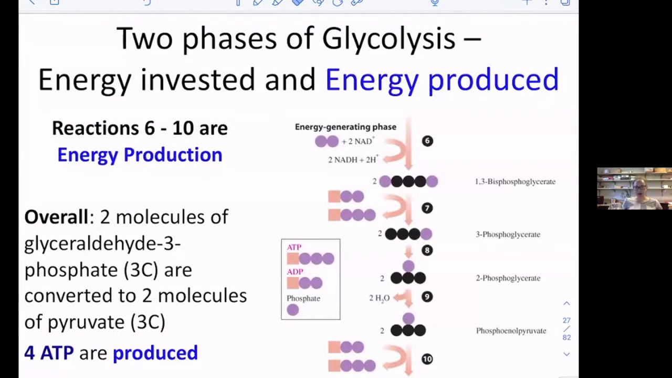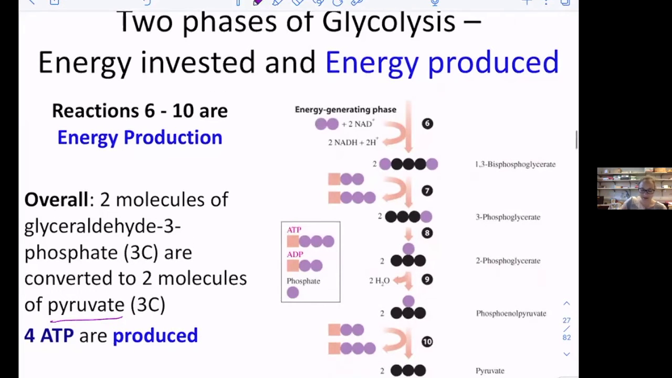Okay, so we already talked about the first half of glycolysis, which is where we invest energy into the system in order to get more energy out. But reactions 6 through 10 are going to be the energy production steps. So overall, what happens is two molecules of that glyceraldehyde 3-phosphate, what we formed in step 4 and 5, are converted to two molecules of pyruvate.